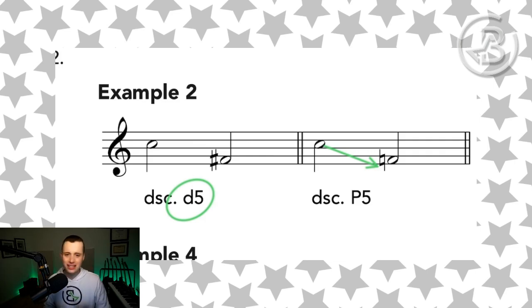C to F, that's an easy one. You just put your major scale hat on and go, C, B, A, G, F. Is it minor or is it perfect? Well, it's a fifth. Fifths can't be minor, must be perfect.